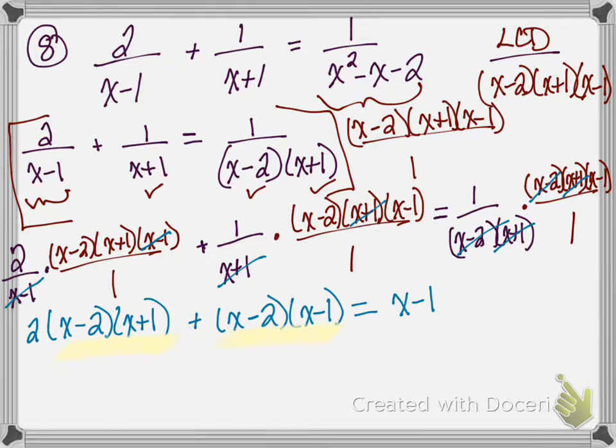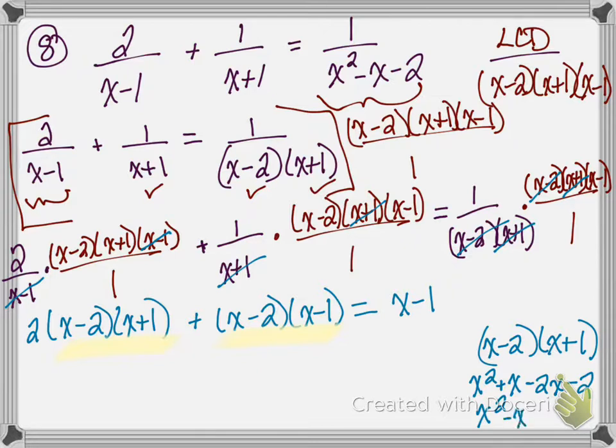So when I FOIL, I'm FOILing x minus 2 times x plus 1. Okay, x times x is x squared. X times 1 is x. Negative 2 times x is negative 2x. Negative 2 times 1 is negative 2. So my first trinomial is x squared minus x minus 2. Okay, and that is what I'm going to multiply 2 by in just a minute.